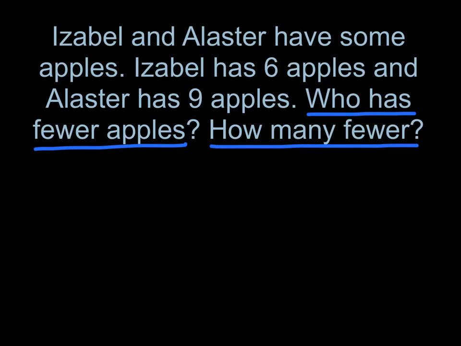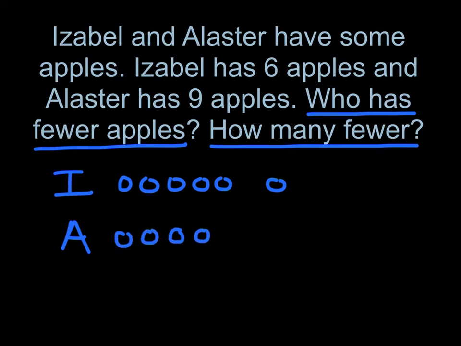I am going to go ahead and draw my matching picture. I for Isabel, A for Alistair. Isabel has 6 apples. 1, 2, 3, 4, 5, 6. Alistair has 9 apples. 1, 2, 3, 4, 5, 6, 7, 8, 9. Isabel has fewer apples because she has 6 apples, and Alistair has 9 apples.